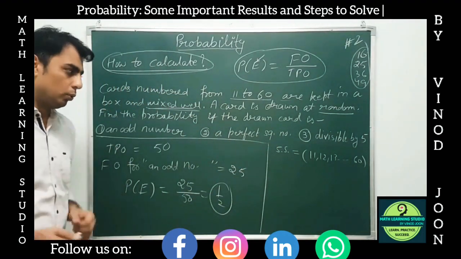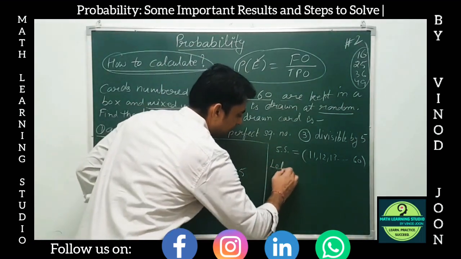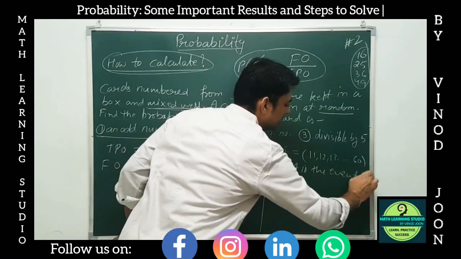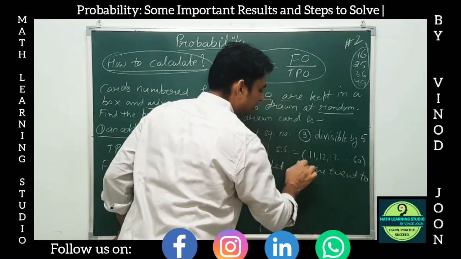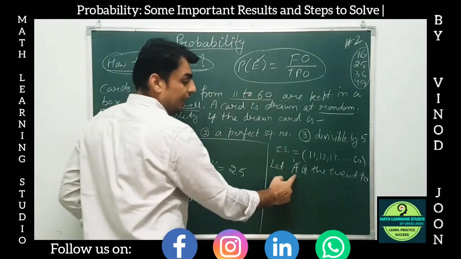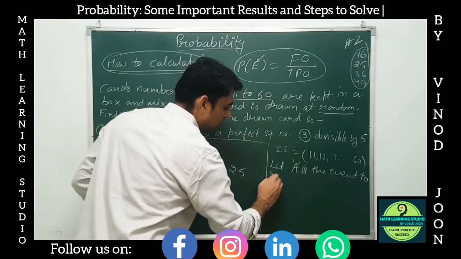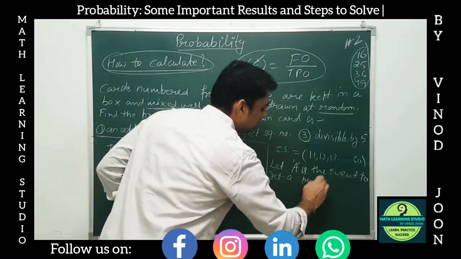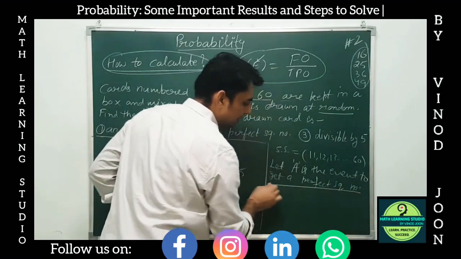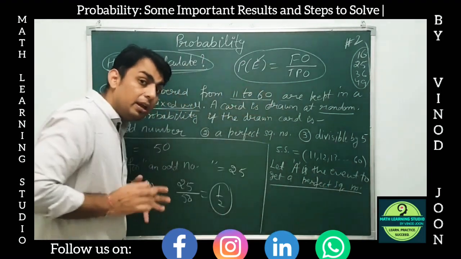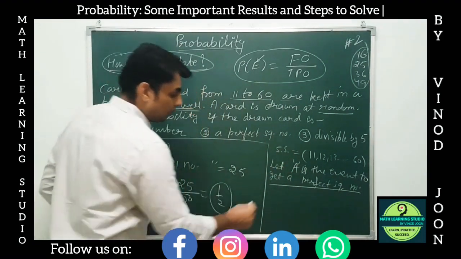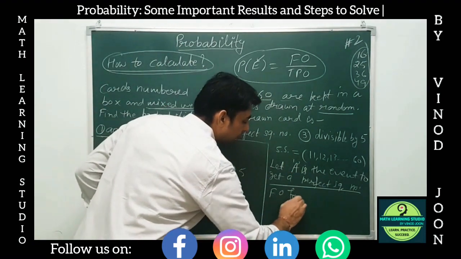This is one more way. What we do, we say let A is the event. So we are naming this event. We are naming the event as A. So let A is the event to get a perfect square number. So what I have done is I have given a name to this event. Next step will be we have named this A. So we'll write favorable outcomes for A.